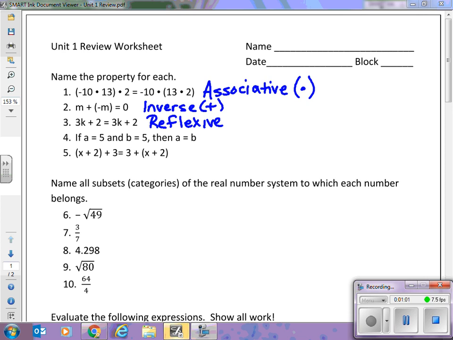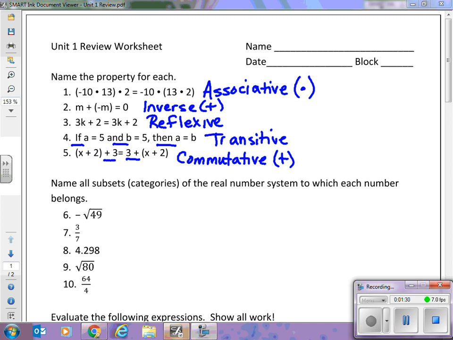For number 4, if a equals 5 and b equals 5, then a equals b. That has the keywords if and then, which means this is the transitive property. And in number 5, x plus 2 is in parentheses on the left, and if you look on the right, it's also the same. But the one thing that is moved is the plus 3 is in the back, and now it's in the front. So this is the commutative property of addition.